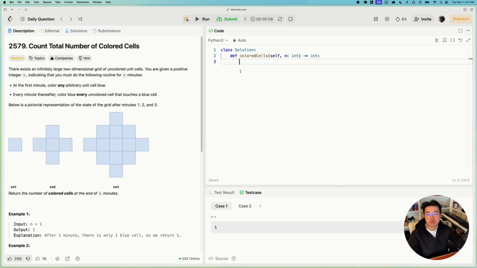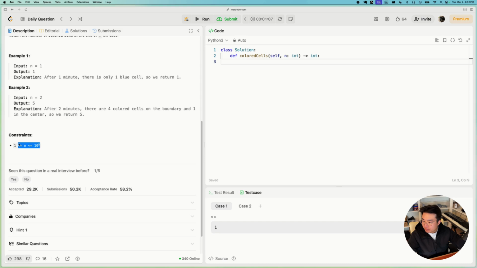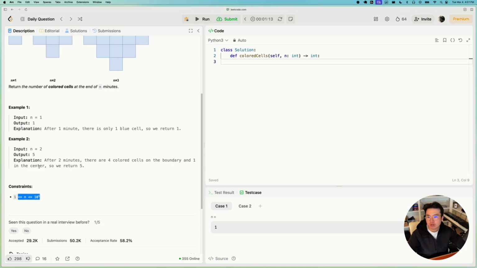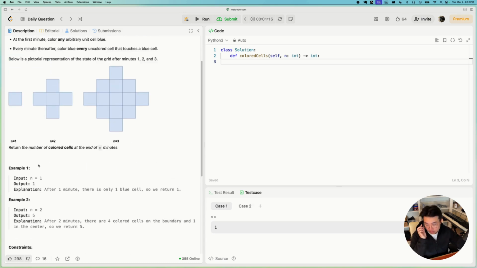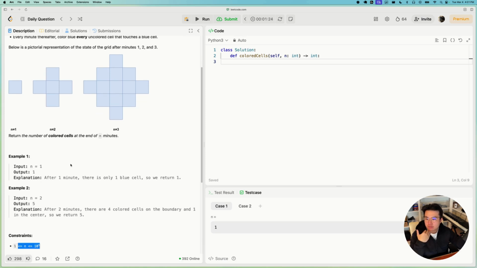Okay. So there is no actual grid in this problem. We can think of it as a grid, but I don't think we're actually going to be coding out a two-dimensional grid and then running BFS. I think this is more like math, right? Something like that. I don't know.